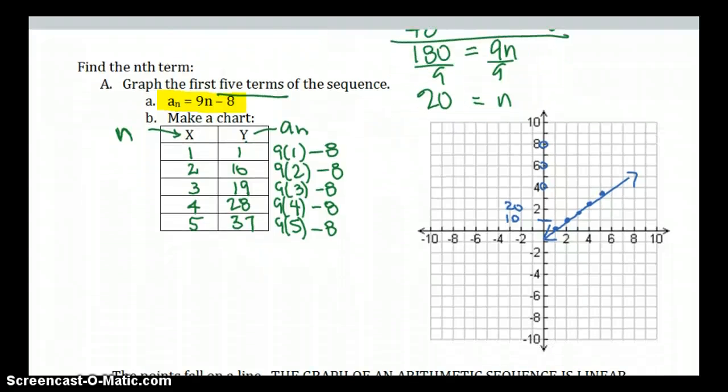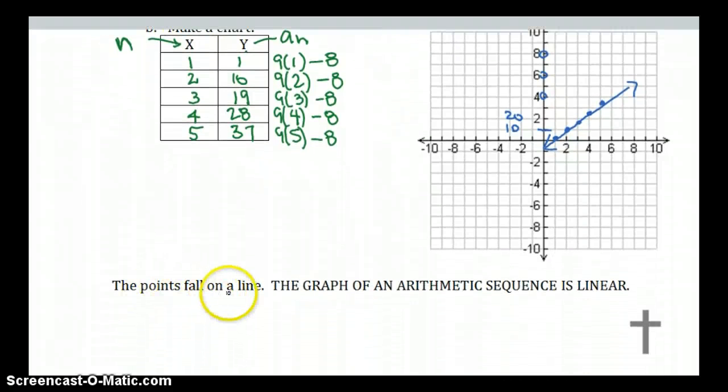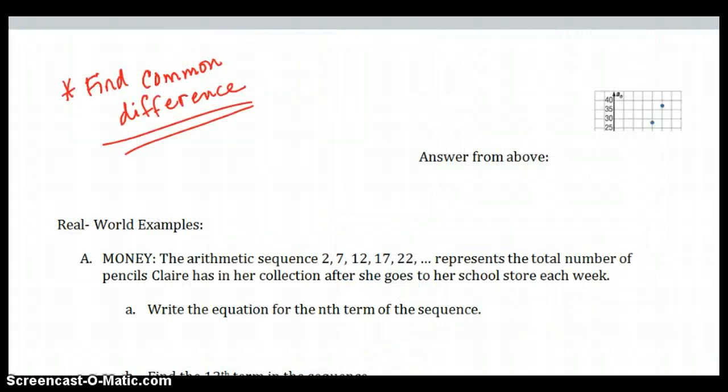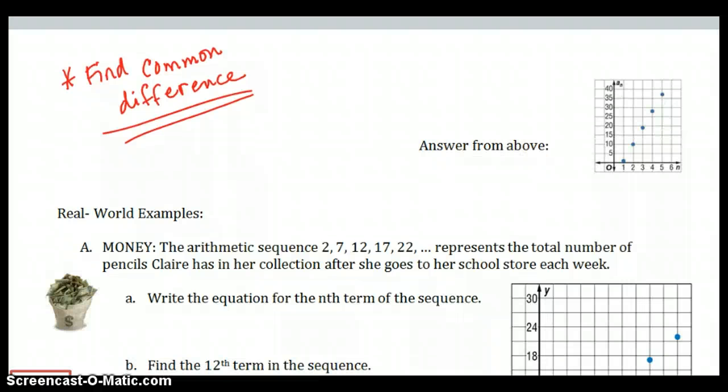So our outcome here is a straight line, or it should be. And I have that here at the bottom of the notes. The points fall on a line. The graph of any arithmetic sequence is linear. And the first person who comes in tomorrow and tells me why an arithmetic sequence is linear, I will give them a good work.